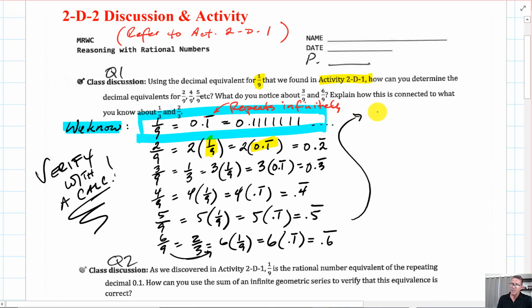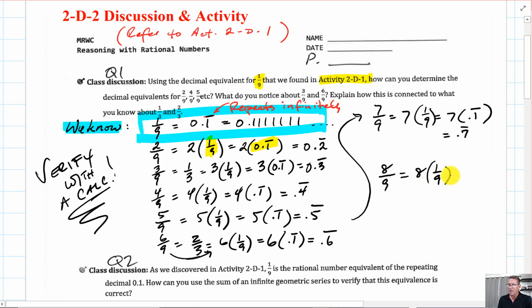So let's continue. 7/9 is the same as 7 times 1/9, which is 7 times 0.1 repeating, or 0.7 repeating. And then the last one, 8/9, same thing. You have 8 times 1/9, which is 8 times 0.1 repeating, which gives you 0.8 repeating. And all of this can be verified with a calculator.